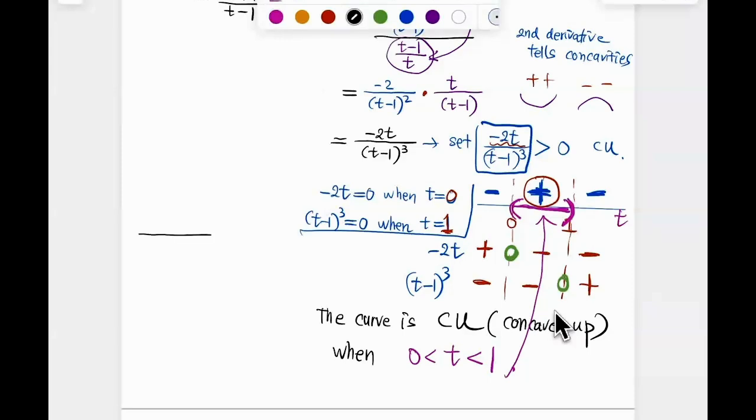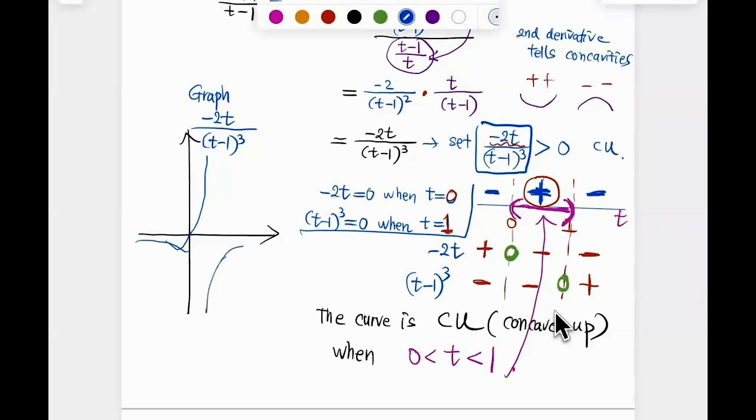So when you use a graphing calculator or decimals, you can try to graph this, negative 2t over (t minus 1) cubed. When you graph this, you can see the curve is going to look like this. Something like this. And then like that. And then here will be like this. And this. Okay, so you see the graph like this.